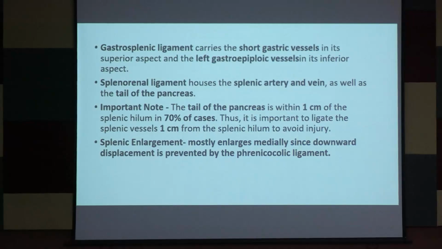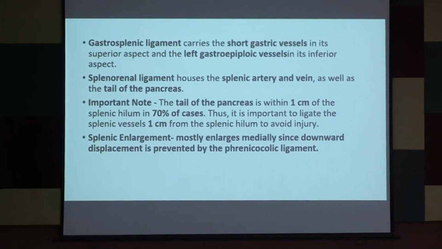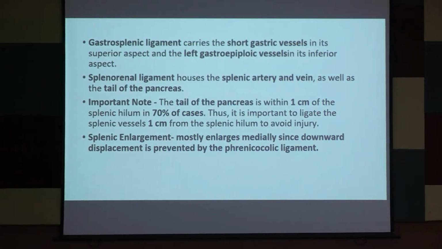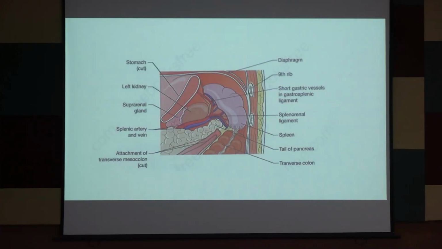The important note is that the tail of the pancreas is within 1 centimeter of the splenic hilum, and therefore when you are doing a splenectomy, the splenic vessels should be ligated within 1 centimeter of the splenic hilum to avoid injury to the tail of the pancreas. Now the spleen usually enlarges medially because downward displacement is prevented by the phrenicocolic ligament. This is the anatomy of the spleen.